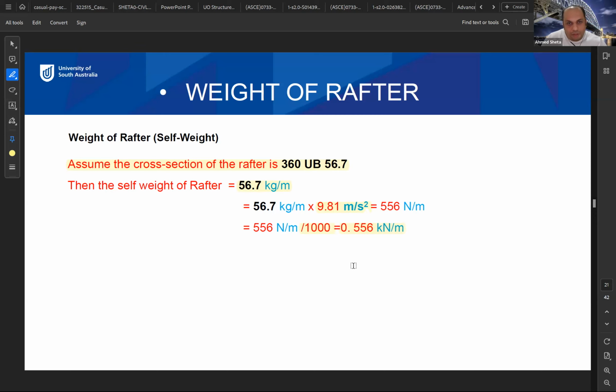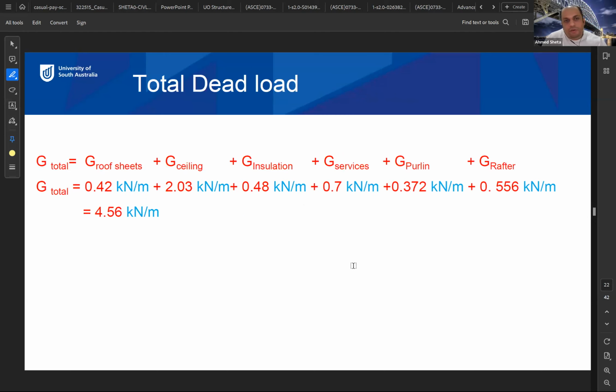Okay. So what is the final dead load, or what is the total dead load? The total dead load is the summation of all the components we have done: roof sheeting, ceiling, insulation, ignore the surface, purlin, and rafter. So it will be 0.42 plus 2.03, 0.48, 0.372, 0.556, and the final answer will be something in kilonewton per meter.